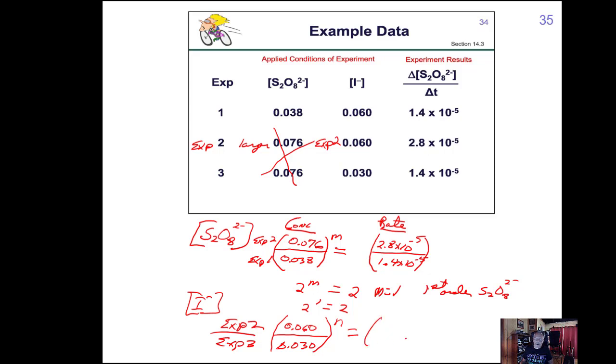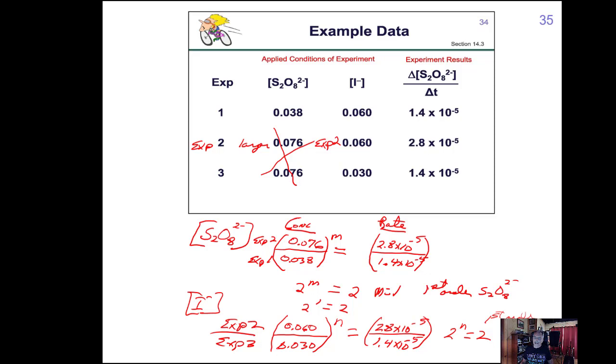And when we put that together with the rates, okay, same format, we've got 2.8 times 10 to the minus 5 molar per second divided by 1.4 times 10 to the minus 5. And once again, we wind up with 2 to the n is equal to 2, so n is equal to 1. So for iodide, we are also first order in iodide. So we can actually come up with our rate law for this reaction.